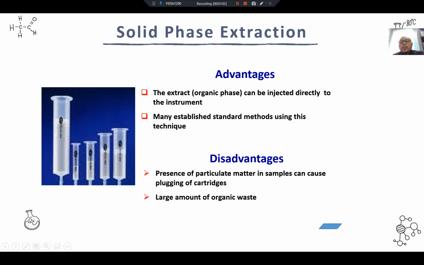So, the disadvantage of SPE: if there is too much interference, or too many insoluble particles, particulate matter can cause plugging of the cartridge. It can block, so usually before solid phase extraction we need to filter. For example, if you take river water, you have to filter it multiple times first. Maybe you use an ordinary sieve, then filter paper, and then you use SPE.